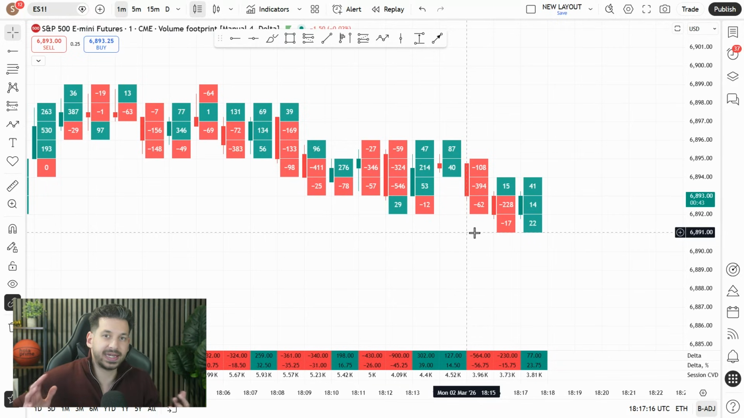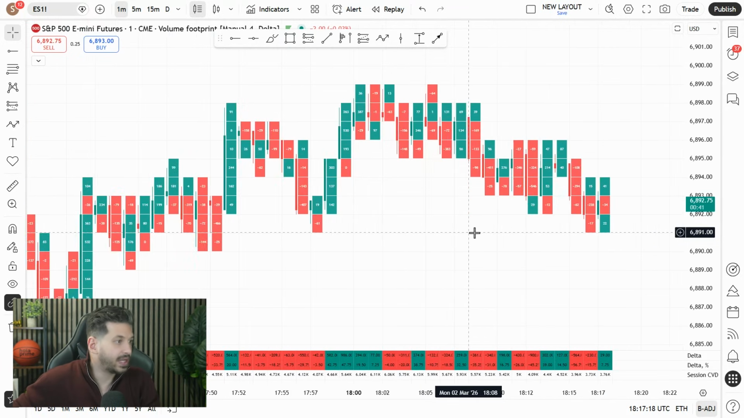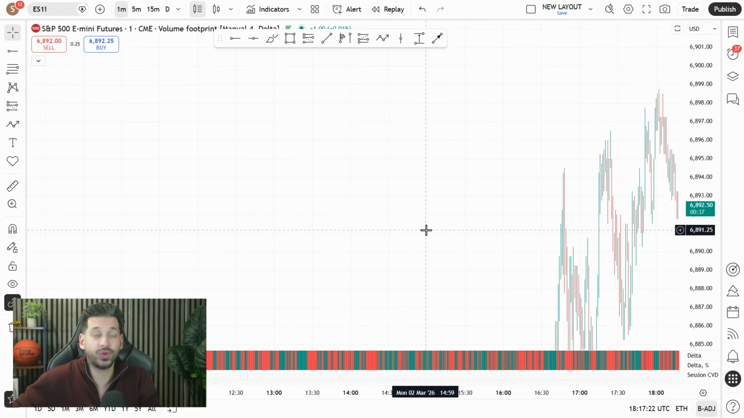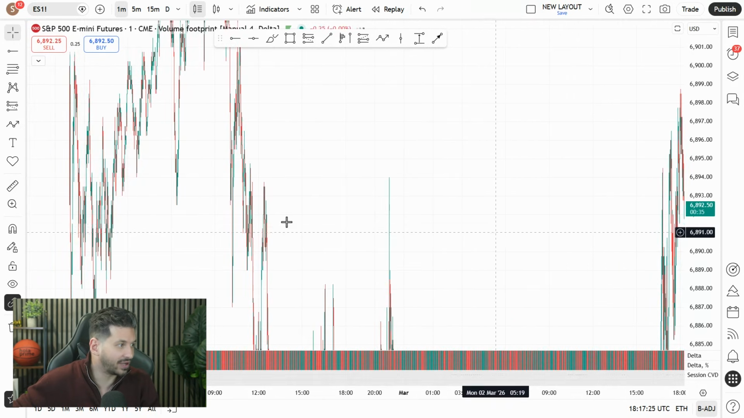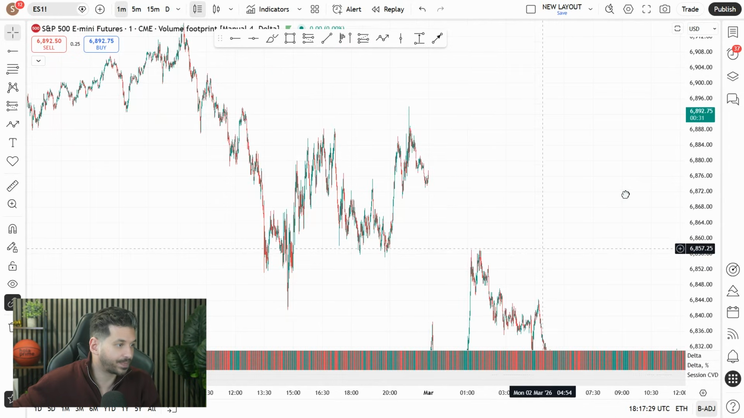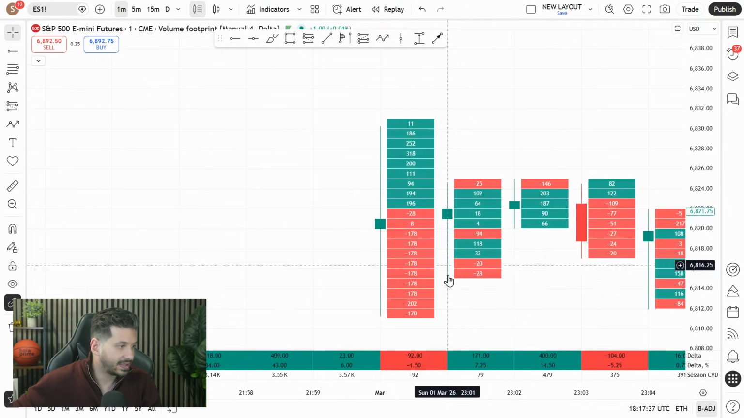Now what exactly is the Session CVD? Well, what it does is it tracks the delta from the beginning of the session all the way to the end. So if we go to the beginning of today's session, when the market literally opened, all the way down here, this is where it started tracking. The delta in the opening candle of today was negative 92, all right?